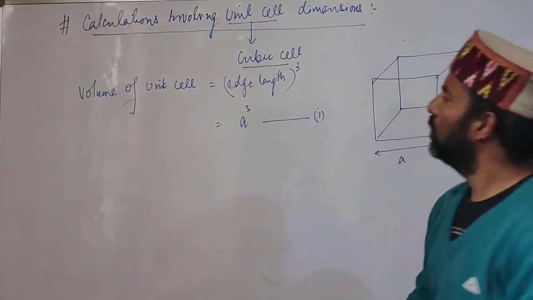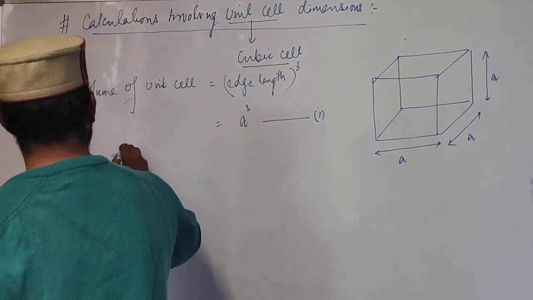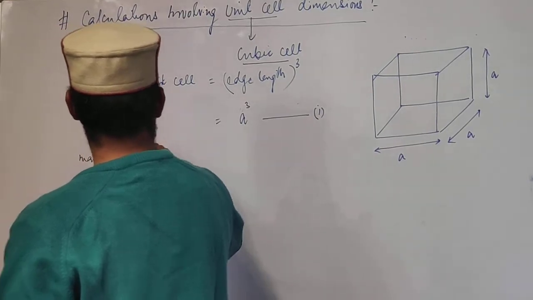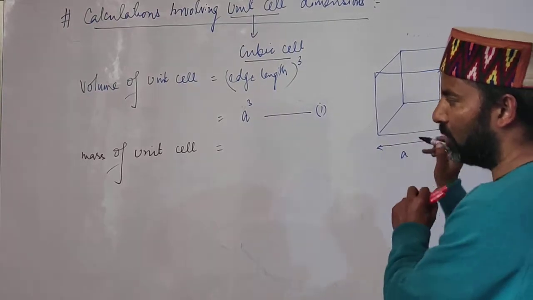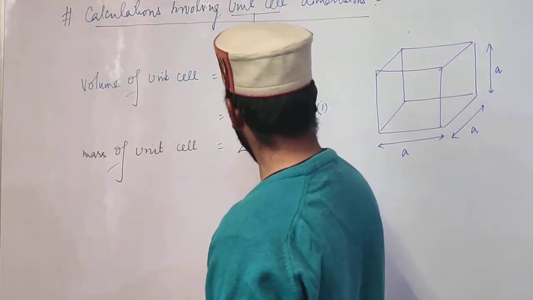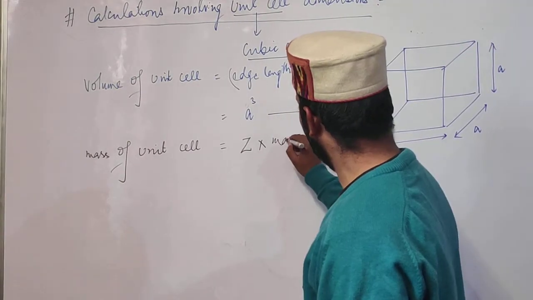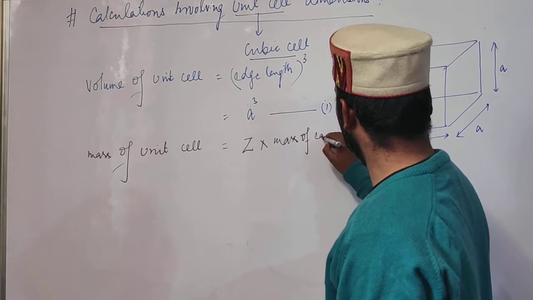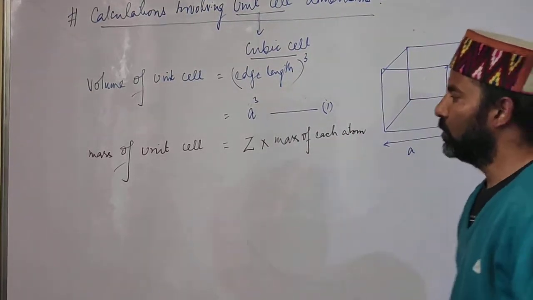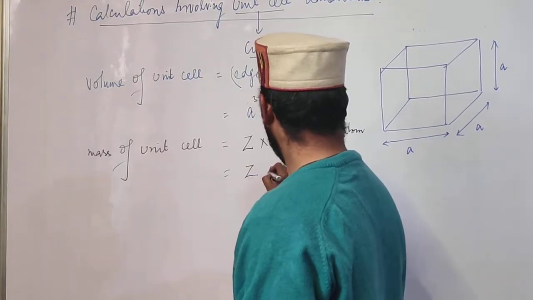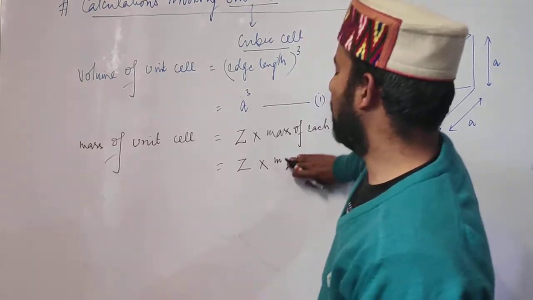Now next, after volume we find the mass of the unit cell. Now the mass of the unit cell will be what? First we have to see how many atoms per unit cell. So we said the number of atoms per unit cell, which we denote by Z, and the mass of each atom. We are assuming that all the constituents are identical and they are, say, atoms. So Z into the mass of each atom, we say small m. So this is the mass of the unit cell.